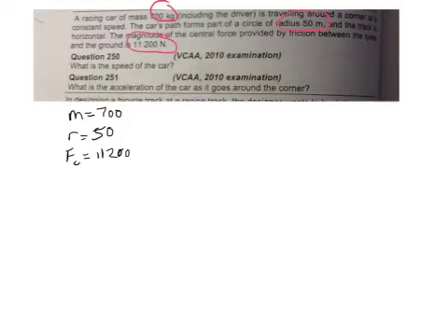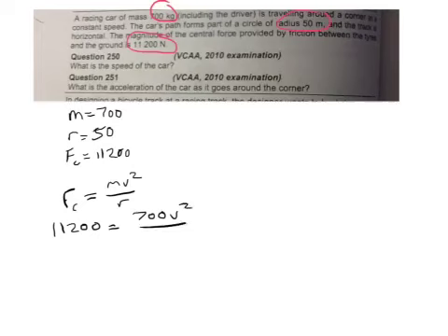We know the mass is 700, we know the radius is 50, and we know the centripetal force is 11,200 newtons. Using the formula for centripetal force, which is equal to mv squared over r, and putting in the values, 11,200 is equal to 700 times v squared over 50. Rearranging, we get v squared equals 800, so therefore v is equal to 28.3 meters per second.